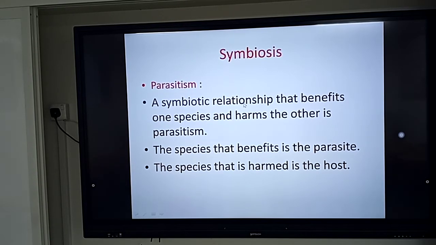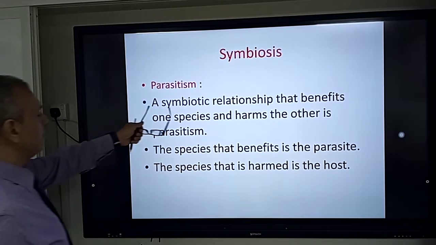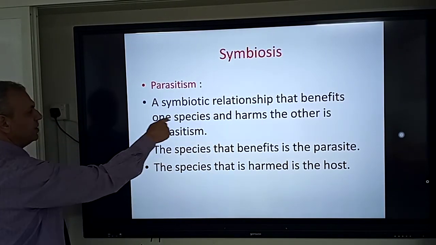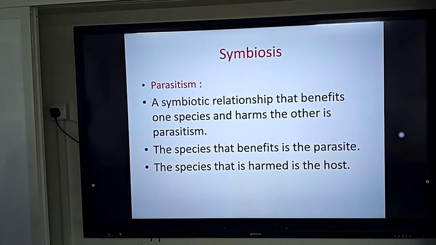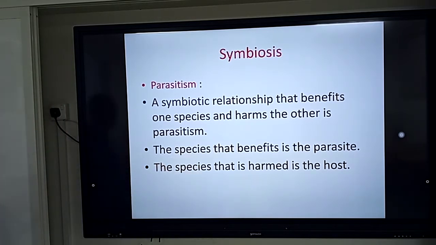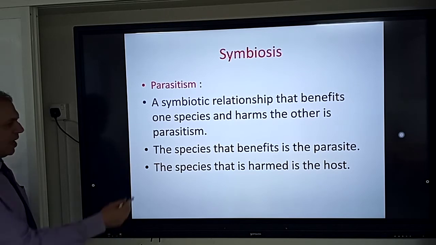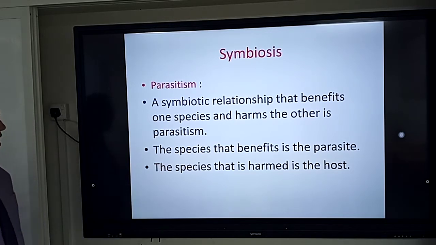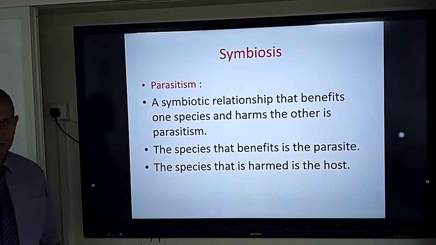Parasitism is a symbiotic relationship that benefits one species and harms the other. A symbiotic relationship that benefits one species and harms the other is called parasitism. The species that benefits is the parasite, and the species that is harmed is the host.